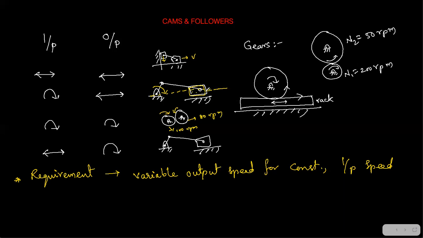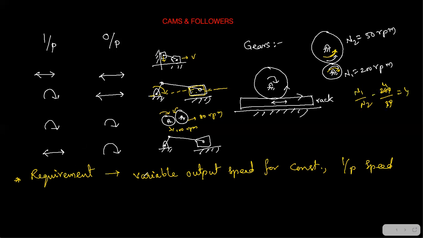So that is the requirement. For example, that is the example which we are taking. Even here, if you see, the pinion is the input and this gear is the output. So you're getting a constant speed ratio. If you take N1 by N2, it will be 200 by 50, so 4 is the ratio. Fine. So it means it is constant. N1 by N2 is constant.